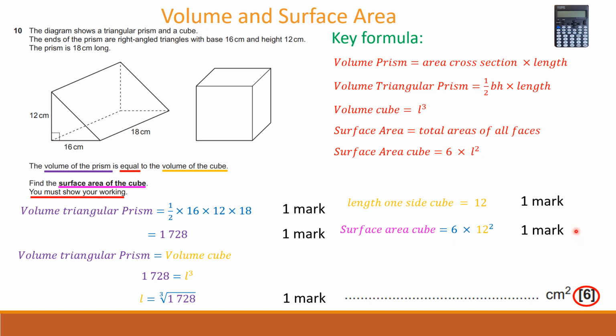Writing it down gives you your 5th mark. Typing it in and writing down the answer it gives you is 864, which is your 6th mark. Remember to always write your answer on the dotted line to make sure your answer is nice and clear. So you've got 6 marks here for working out the surface area of the cube.